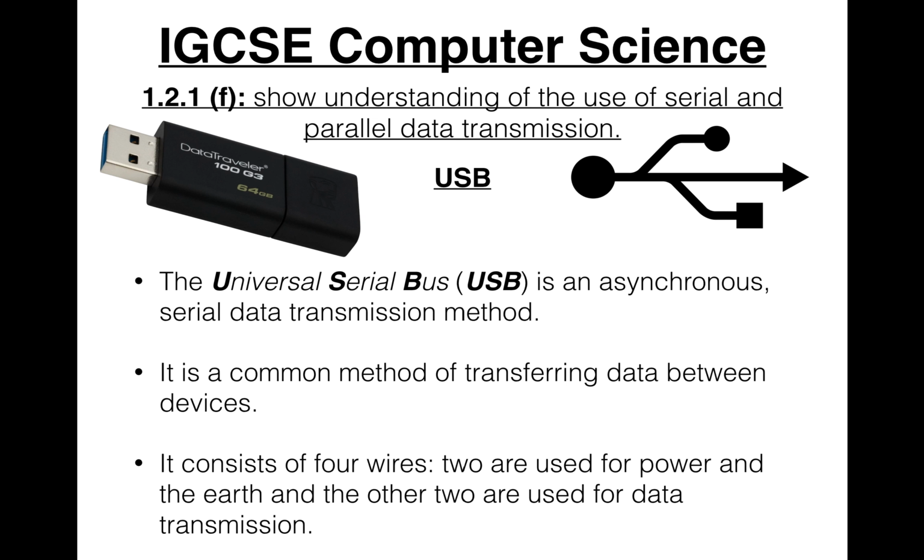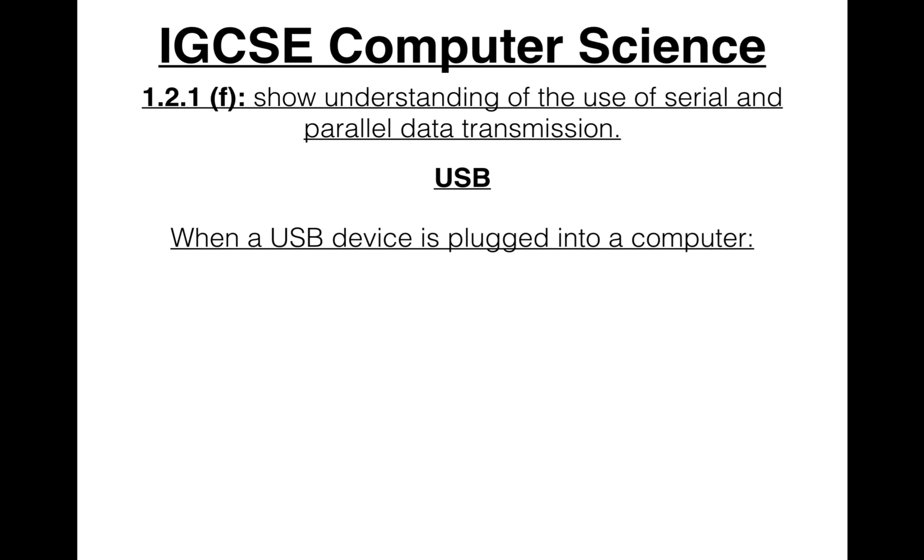it consists of 4 wires. 2 are used for power and the Earth, not the planet Earth, the physics Earth, and the other 2 are used for data transmission. So it's a pretty common method of data transmission. You pretty much see it everywhere nowadays, and we'll talk about the advantages soon.